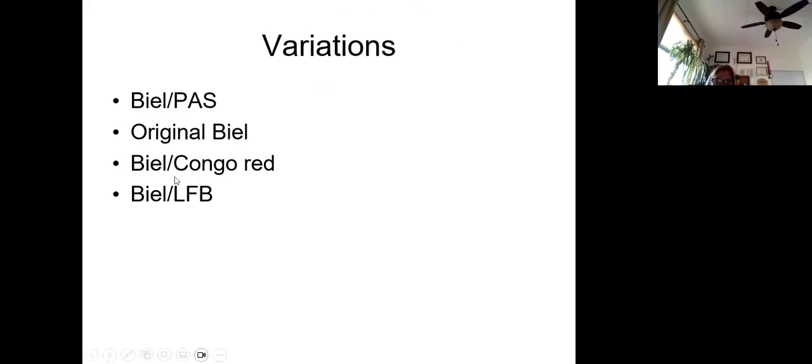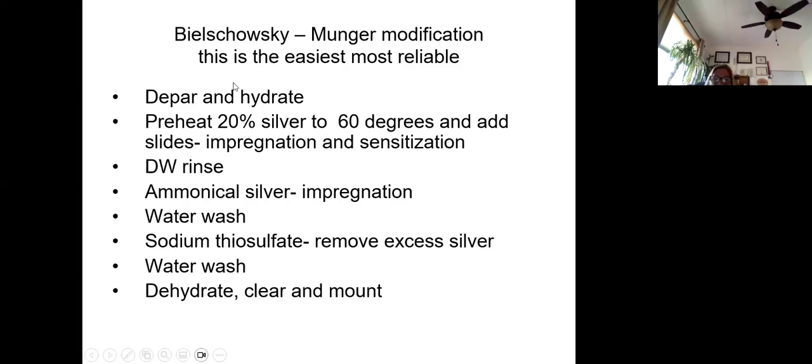Now, there are variations of the Biel. So there's a Bielchowski that's tagged with a PAS. There's a Bielchowski that's tagged with a Congo red. And then there's a Bielchowski that's tagged with the LFB. Then there's the original Bielchowski, and this original Bielchowski follows those exact steps of that ammoniacal silver. So you have way more steps to it than this does. That's why this is the easiest one, and it's also the most reliable one.